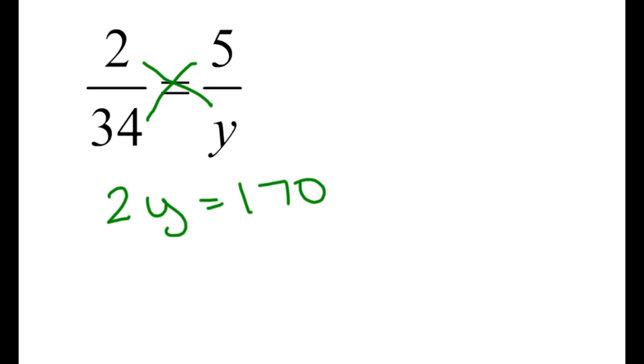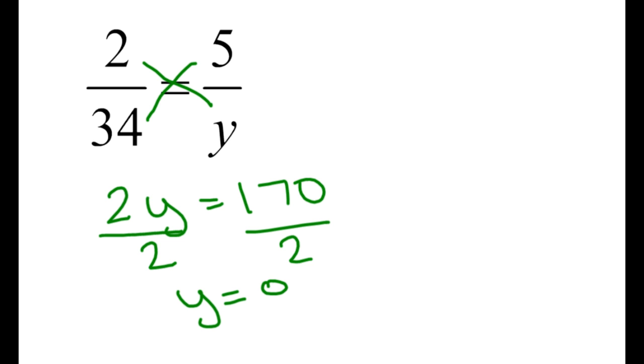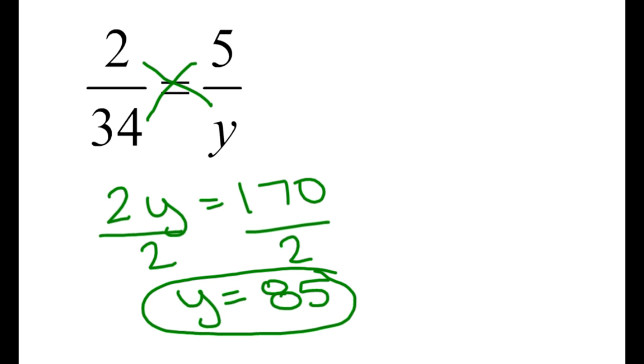Okay, here we have another proportion. Two ratios being compared to each other, saying that they're equivalent. So we can take 2 times y, which is 2y, and 34 times 5, which is 170. And then we divide by 2 on both sides. So y equals 85. We circle it, and that's our answer.